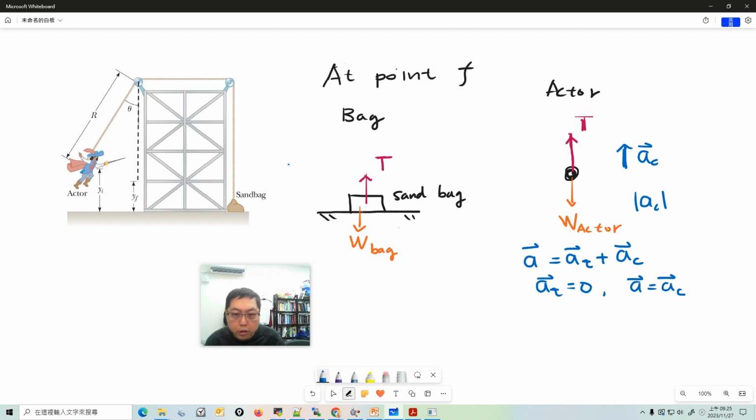Centripetal acceleration is v squared over r. Right now our r is the length of the rope, so it's capital R, and the velocity at the point F is vf, so vf squared. Okay, that's the information of the bag and the actor at point F.